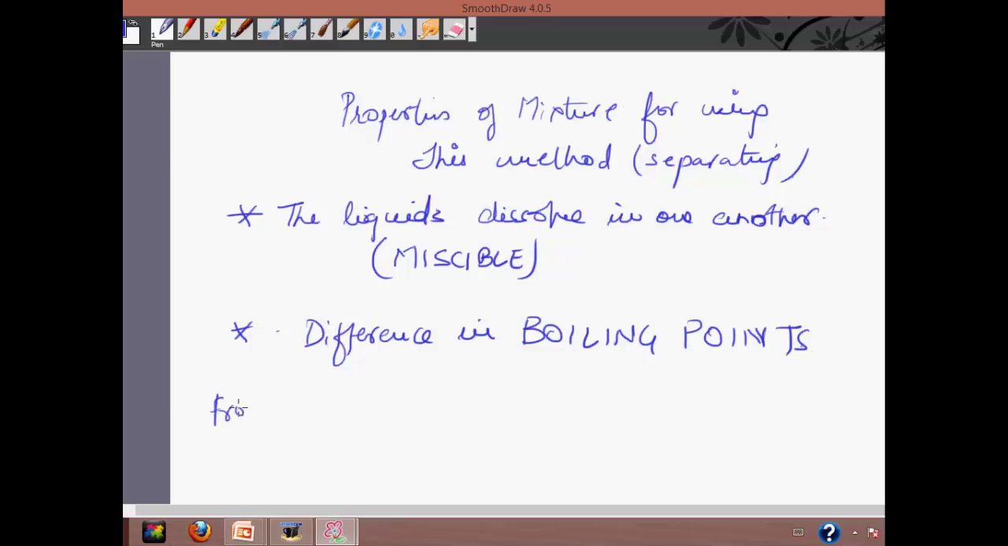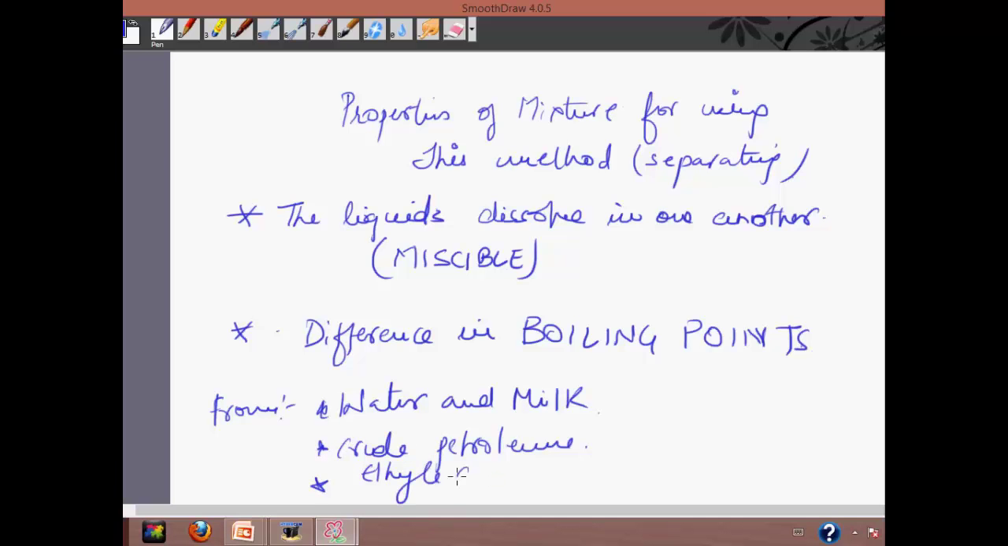As for examples, we can separate water and milk. We use it to separate crude petroleum. We also separate ethyl alcohol and water. So friends, I hope now you have a brief understanding of all these methods we have discussed today in this session.